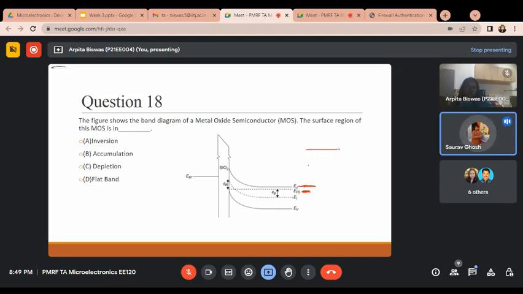Yes, it was the Fermi level towards the intrinsic level. This is the conduction band, this is the intrinsic type. Okay. If it is towards the conduction band, then which type is it? N type. This is N type, madam. Okay.